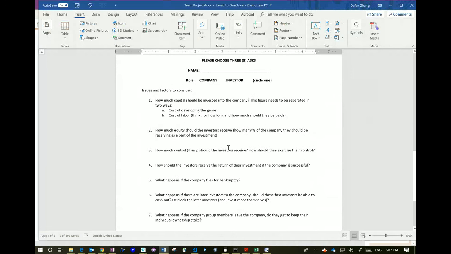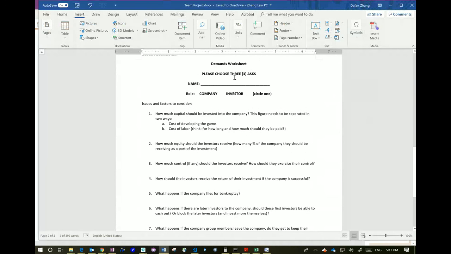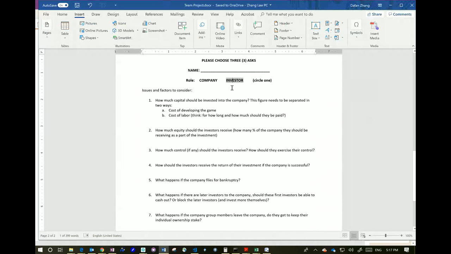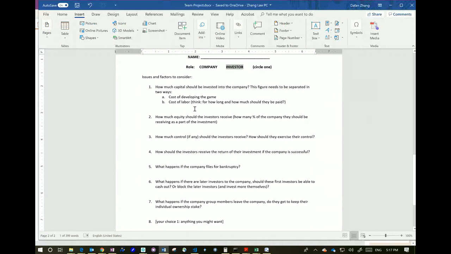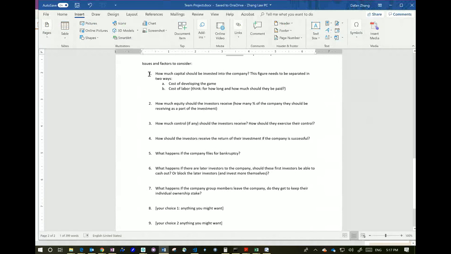So here's page 2, which is the demand worksheet. You are to choose 3 asks, 3 things you're going to ask for. You're going to put your name here, and you will print this and submit this on Moodle, and you will also bring this to class. Make sure you circle company or investor. But here are some of the issues.